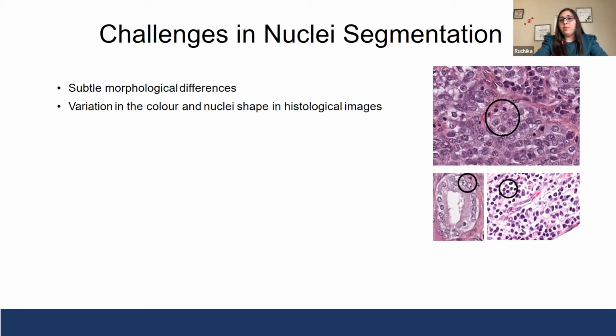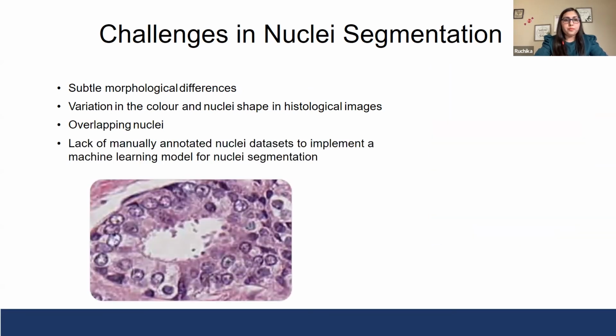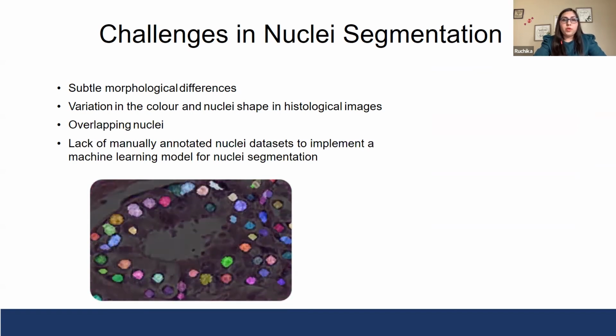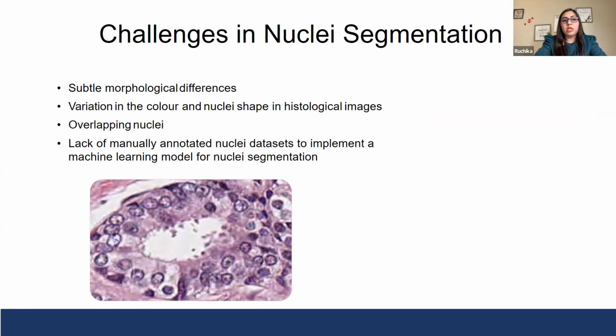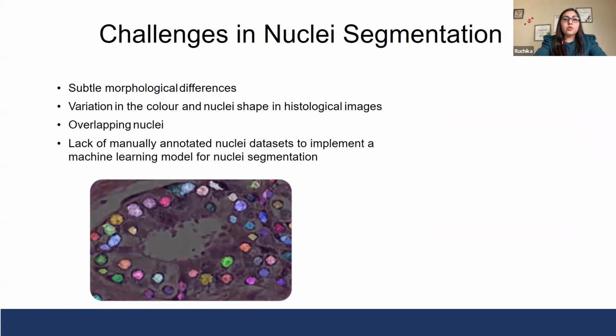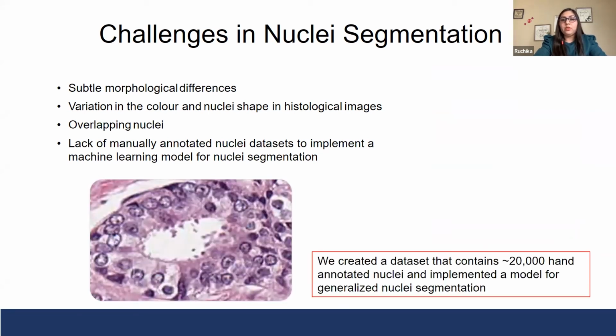In addition to that, there is variability in the stain also, because when images come from different hospitals, they come with different stains. And apart from that, overlapping nuclei also make it challenging to segment these nuclei. And when we did this work, there was a lack of manually annotated nuclear datasets to implement a machine learning model for nuclear segmentation. So we created a dataset here that contains more than 20,000 hand annotated nuclei, and implemented a model for generalized nuclear segmentation.